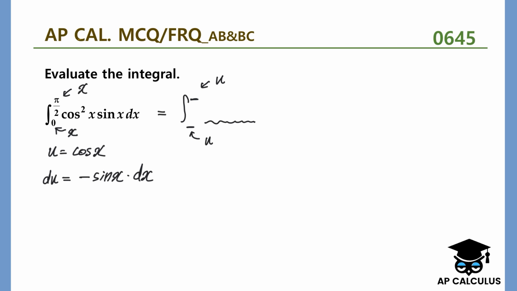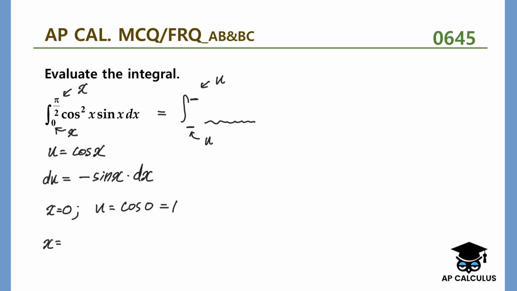So when x is 0, we have to find u. u is cosine x, right? So cosine 0 is equal to 1. When x is pi over 2, our u is cosine pi over 2, which is 0, right? So when x is 0, u is equal to 1. When x is pi over 2, u is equal to 0.